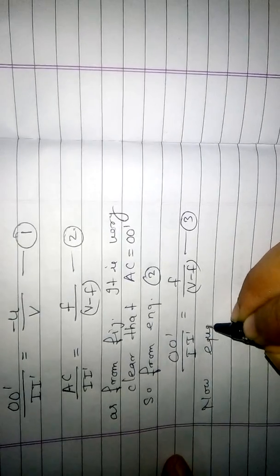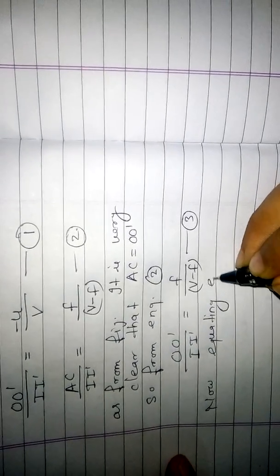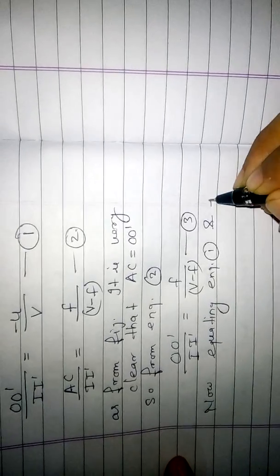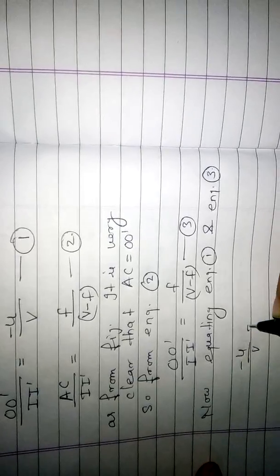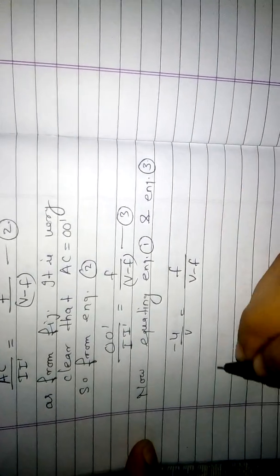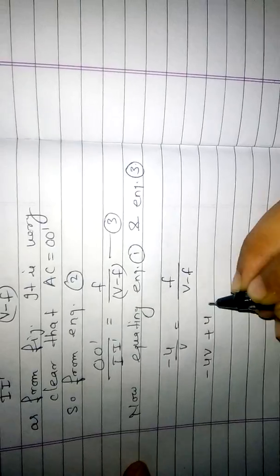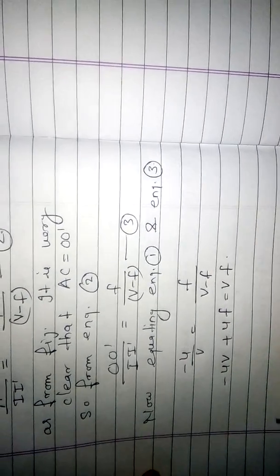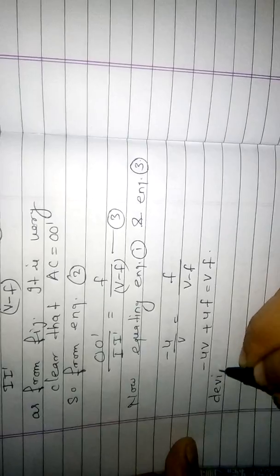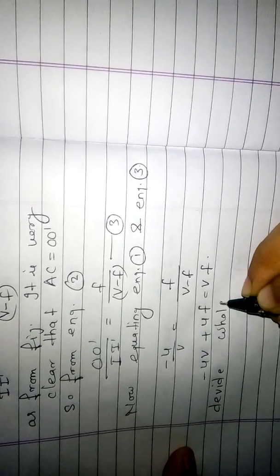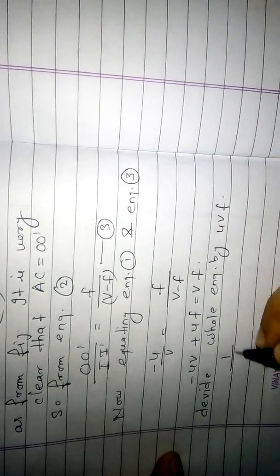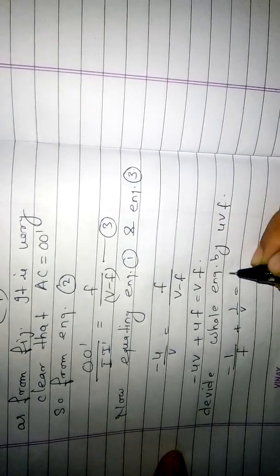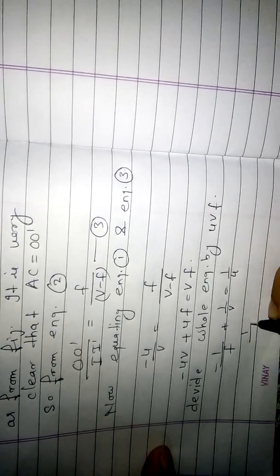Now equating equation 1 and equation third: minus u upon v is equal to f upon v minus f, so minus uv plus uf equals vf. Divide the whole equation by uvf. Then 1 upon v minus 1 upon u is equal to 1 upon f.